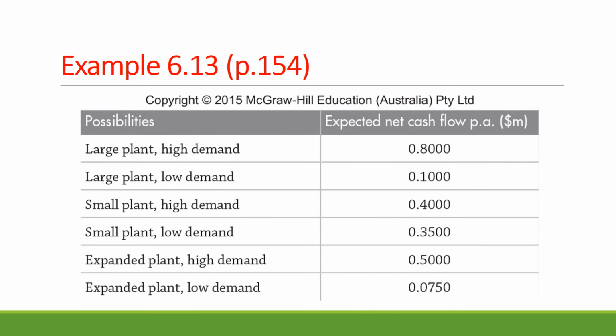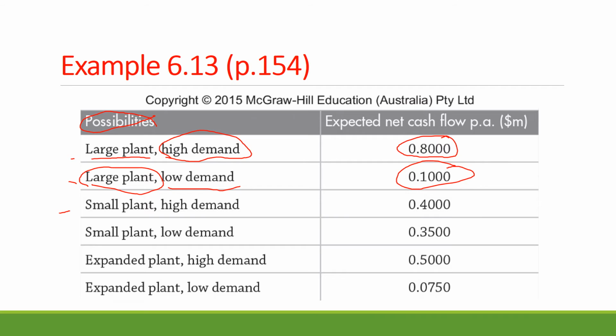Okay, so what do we have here? If we decide to go for the large plant, and if it's in high demand, then we get $800,000 in cash flows per year, and so on and so forth. If we have a large plant but there is low demand, we only get $100,000 every year.